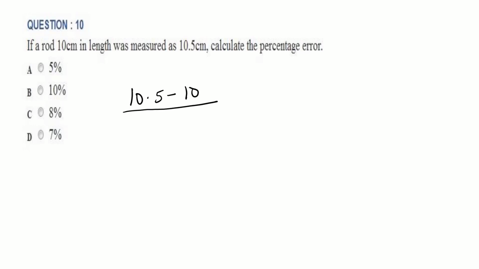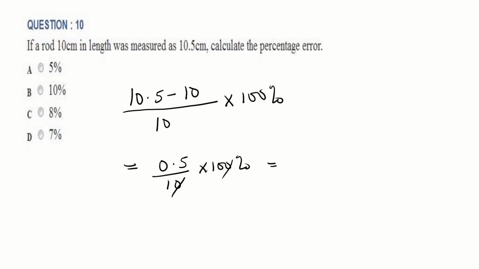Everything divided by the original value, which is 10, multiplied by 100%. So here we can simplify this further to be 0.5 divided by 10 multiplied by 100%. So the 0 can cancel out here. So I'm multiplying 0.5 by 10 here, and that is 5%. So that is option A.